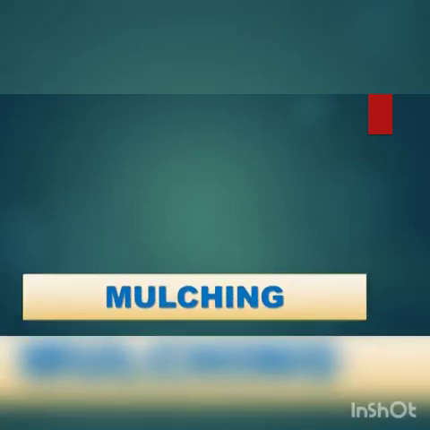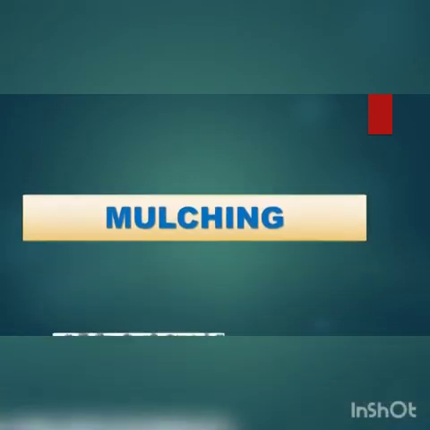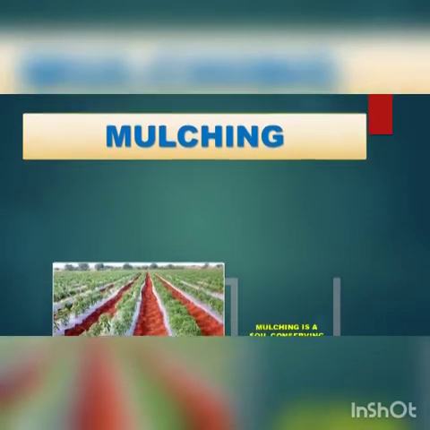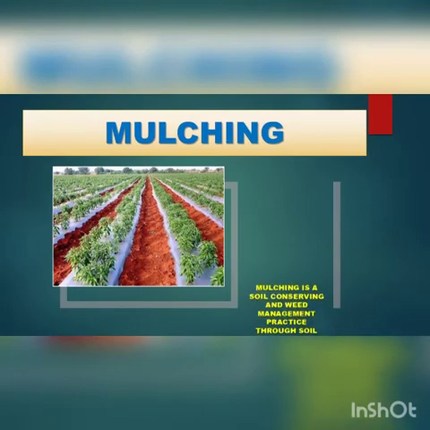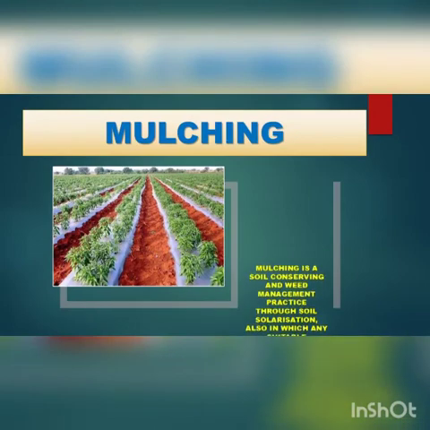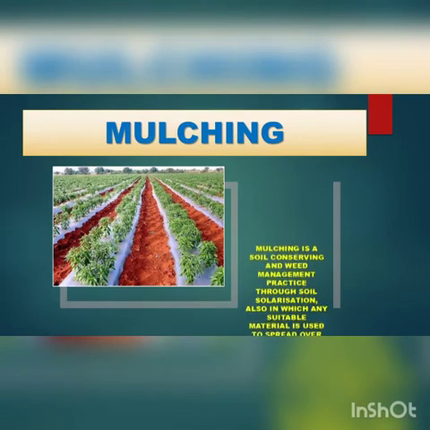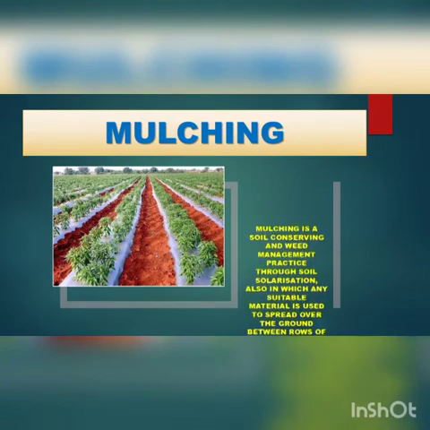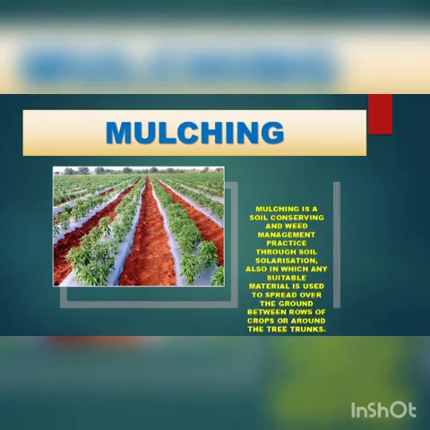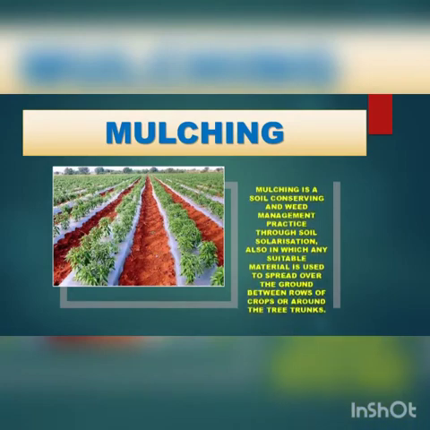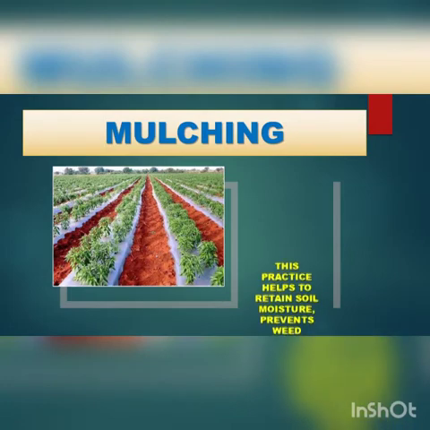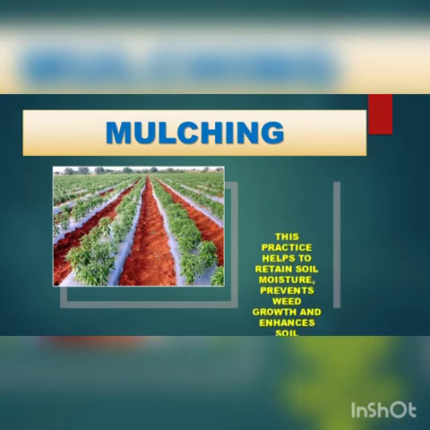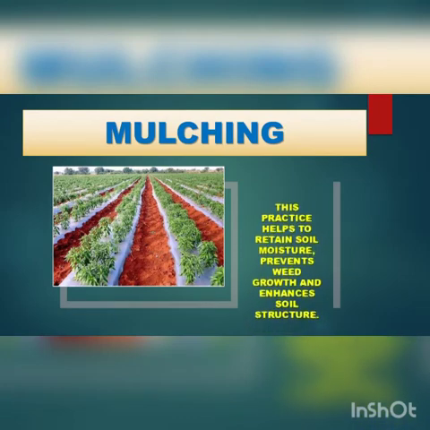Let's move to our next method. Our next method is mulching. Mulching is a soil conserving and weed management practice, also through soil solarization, in which any suitable material is used to spread over the ground between rows of crops or around the tree trunks. This practice helps to retain soil moisture, prevents weed growth, and enhances soil structure.